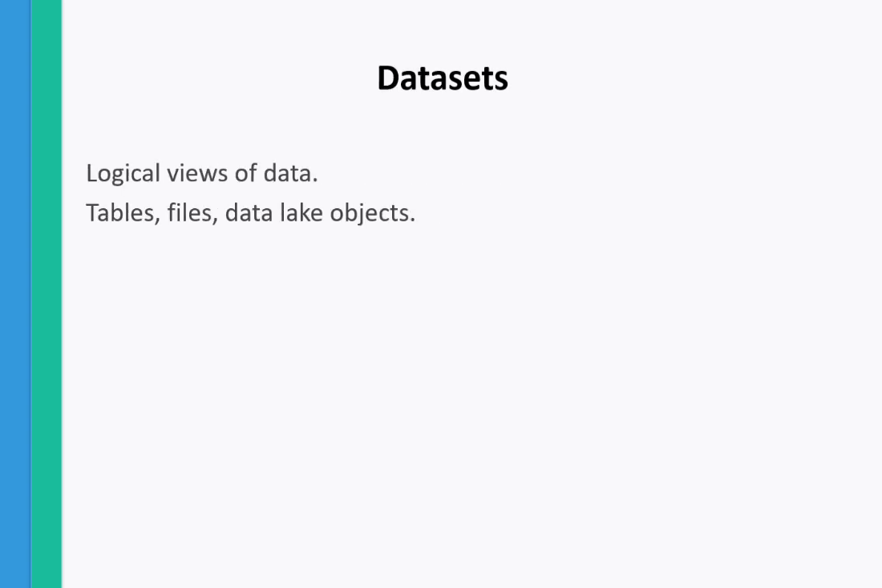Now comes datasets. A dataset represents the structure of the data. It does not store data itself, but it tells what the data looks like. For example, a table inside a database or a file inside a data lake. Datasets act as input and output for activities. Whenever an activity reads or writes data, it uses datasets.